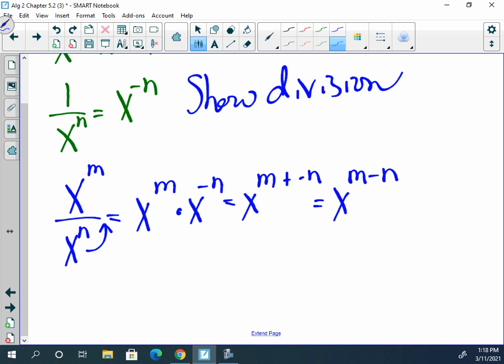If two things are being divided with like bases, we subtract the exponents. So that's kind of why this works out, and it's kind of nice. So I just wanted to show you that there, because we're done.